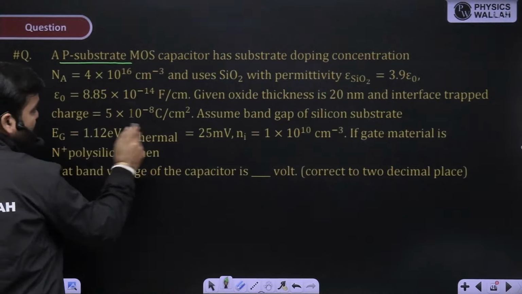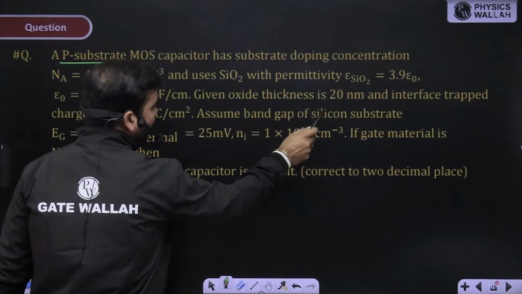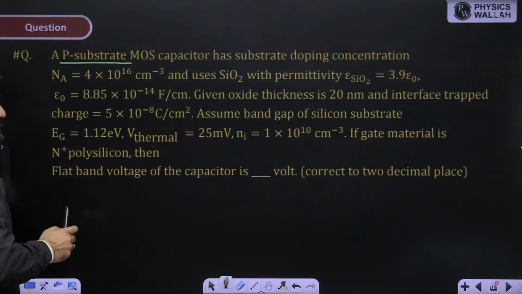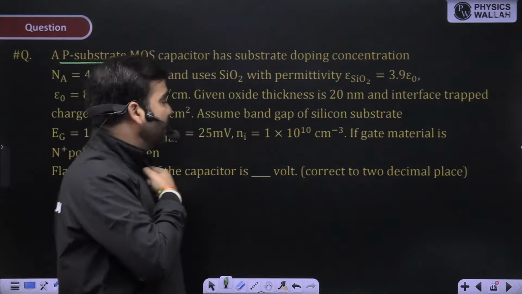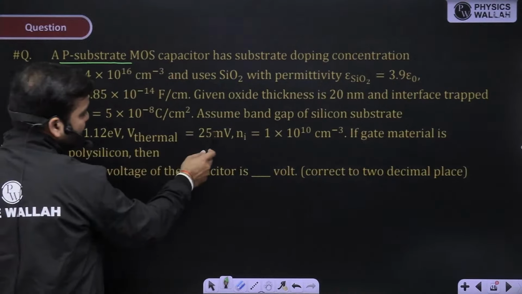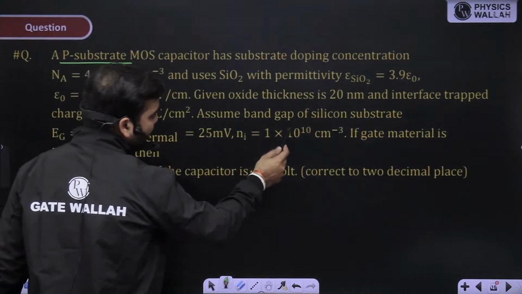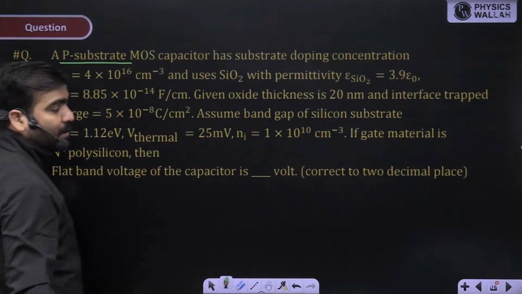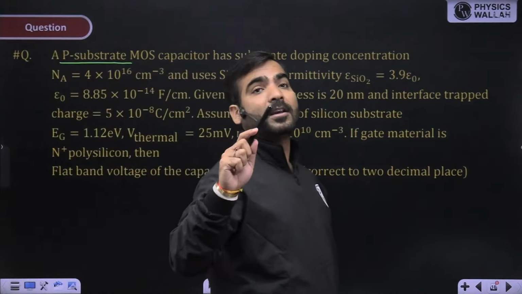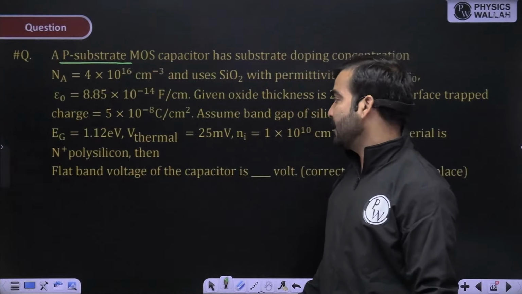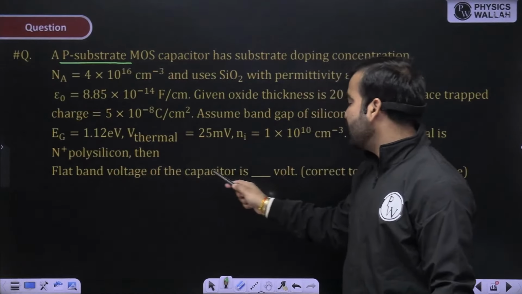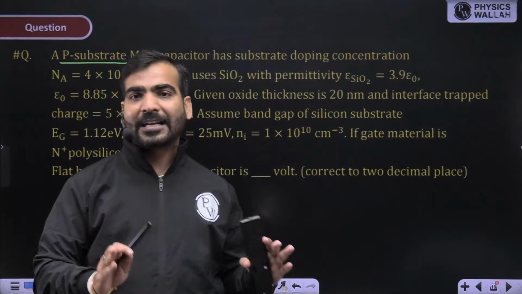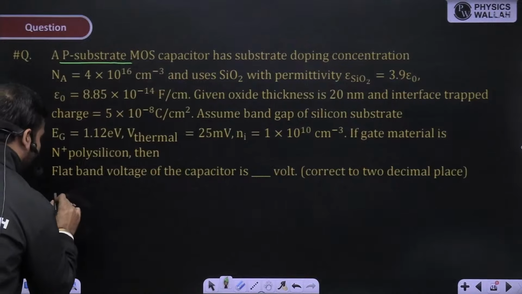So these charges are positive. Assume band gap of silicon substrate Eg is equal to 1.12 electron volt. So band gap of silicon is given, 1.12 electron volt. Thermal voltage 25 millivolt. Ni is 1 into 10 power 10. If gate material is N plus polysilicon, now gate material is not metal, it is N plus polysilicon, then what is the flat band voltage of the capacitor? So we have to find out flat band voltage. Oxide charge is also given. So what is the equation of flat band voltage?